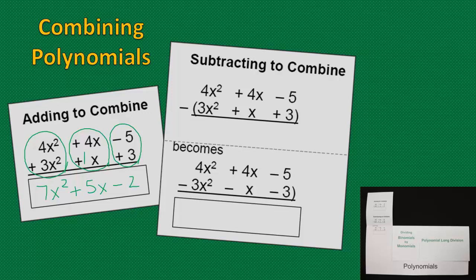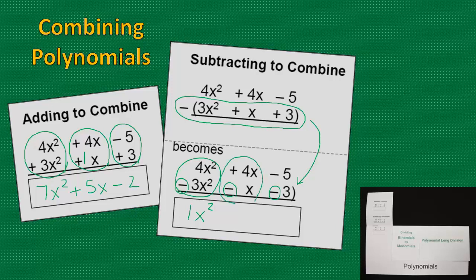In the next problem, we are subtracting the second polynomial. We need to rewrite this so that we have a minus sign in front of each part of the polynomial. So we have 4x squared minus 3x squared, and that is 1x squared. You could leave the 1 off, and it can just be an invisible 1, or you can put it there.